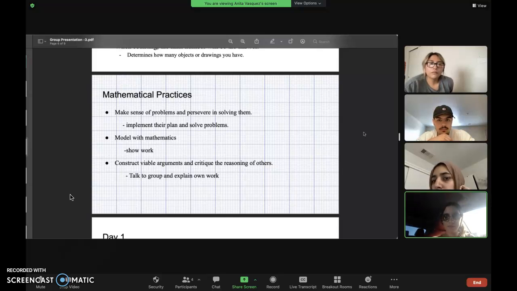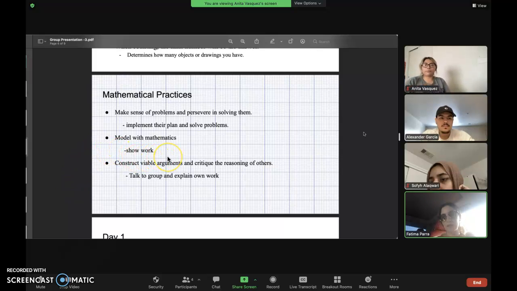Model with mathematics. So students are going to be getting some toys, cereal, or M&Ms to show examples of how the number looks. So if they have a 2, they're going to be showing the group or the classroom how many M&Ms is a 2. So for example, if it's a 2, they're going to have to add 2 M&Ms instead of adding 3. They're going to talk to the group and show the group what a 2 is.